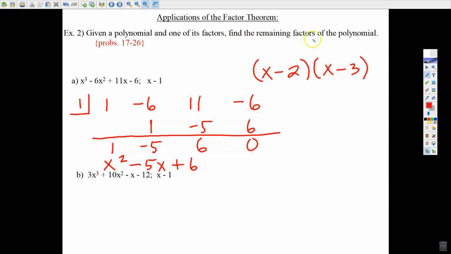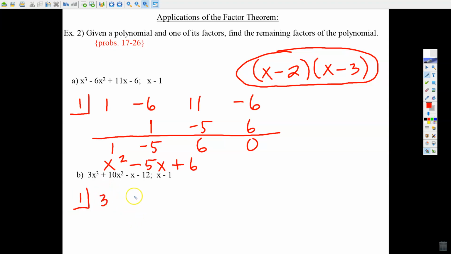The directions are find the remaining factors. They gave us this one, and we found the other two. But it all starts with take the factor that you're given and use synthetic division, and then you can find the other factors. Any questions about that? All right, let's try letter B. Same type of deal. I'm going to put positive 1 in the house. 3, 10, negative 1, negative 12.